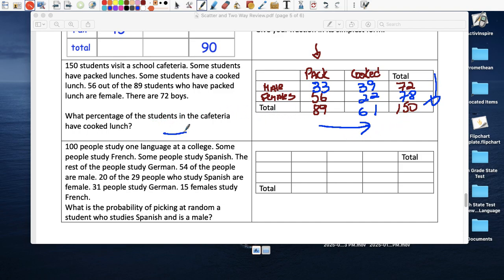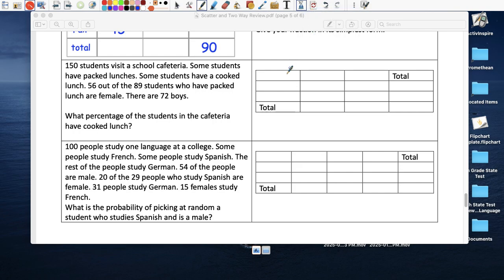What percentage? So, okay, percentage. I need a fraction first of the students in the cafeteria who have cooked lunch. So, first of all, how many kids in the cafeteria? 150. And how many of the 150 have cooked lunch? 61. Oops, they want a percent. 61 divided by 150 times 100. 40.67 rounded, so 40.67% of the students from the cafeteria have cooked lunch.